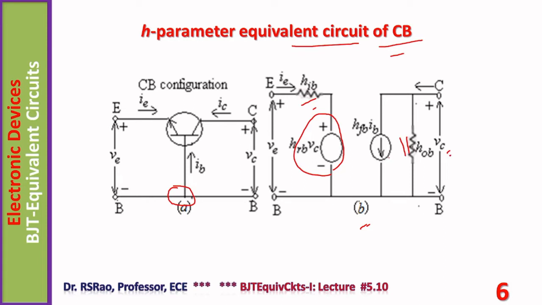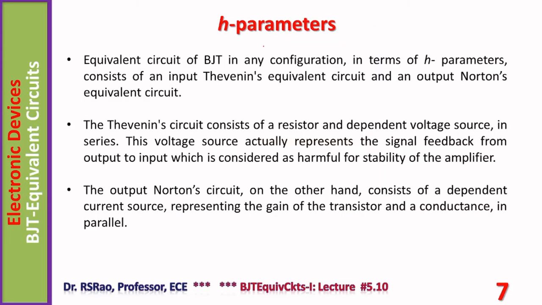Similarly, the current output of the dependent current source HFBIB depends upon the input current. The source on the output side depends upon the input current. The source on the input side depends upon the output side voltage. Some more points regarding H parameters.